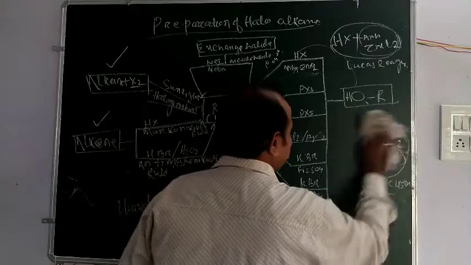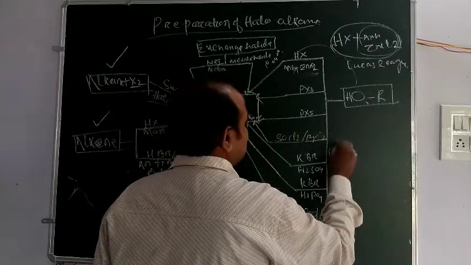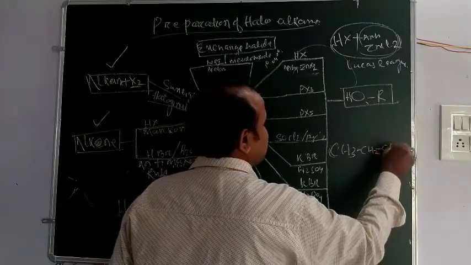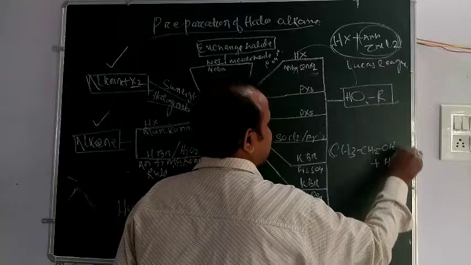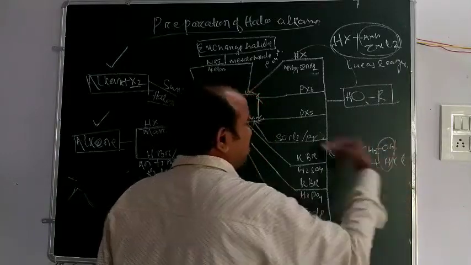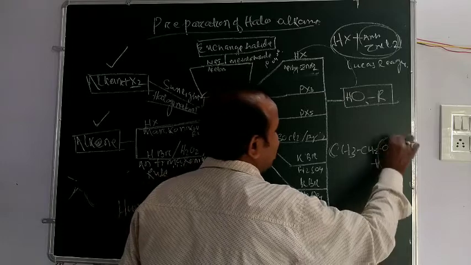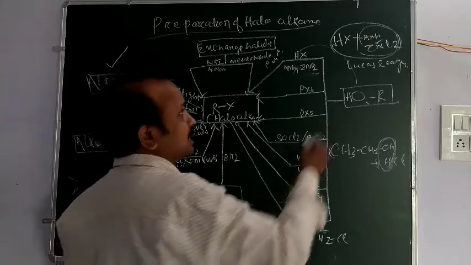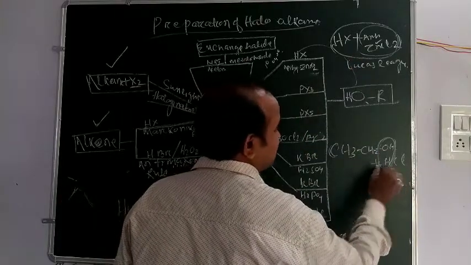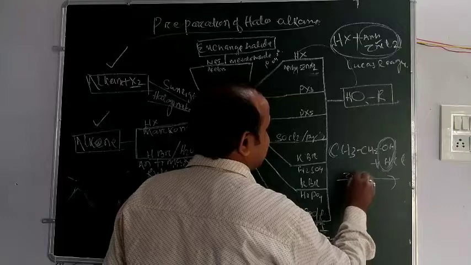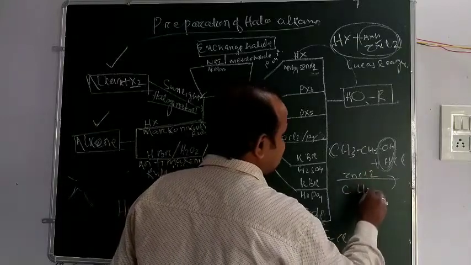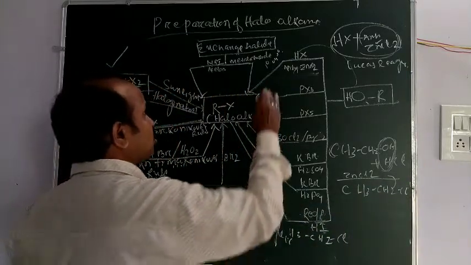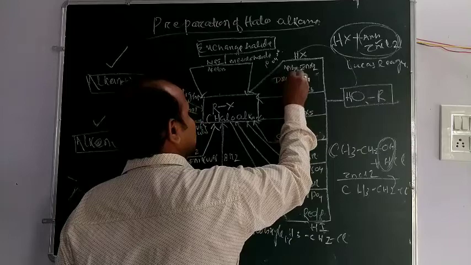Suppose CH3CH2OH plus HCl, then one water group is removed from this. ZnCl2 is the dehydrating reagent, meaning it removes the water molecule. So in the presence of ZnCl2, what will form? CH3CH2Cl. Okay, this is also called the Darzens process.